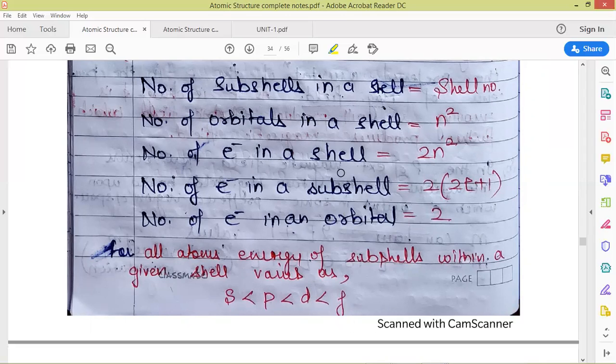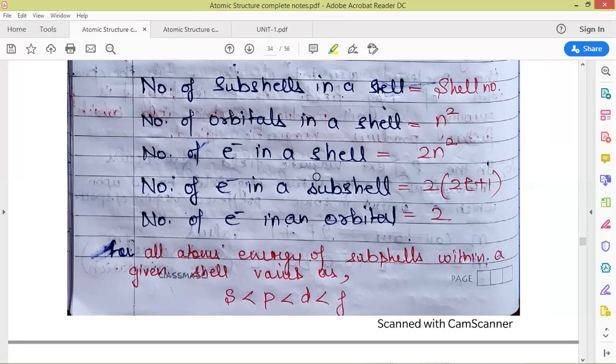The number of electrons in a shell is given by the formula 2n², as one orbital can accommodate 2 electrons, and the number of orbitals in a shell is n². So the number of electrons is going to be double the number of orbitals.